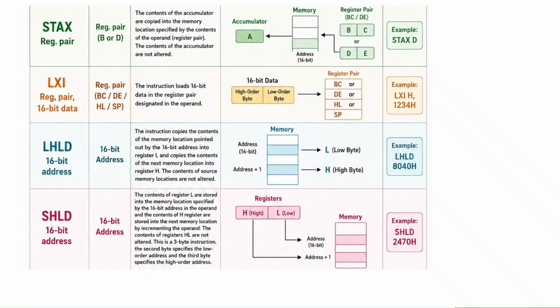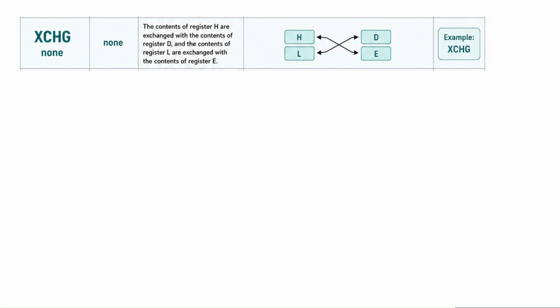Up next we have the XCHG instruction. This is a 1-byte instruction and the content of the H register is exchanged with the content of D, and the content of L is exchanged with the content of E. So this is predefined: HL will be exchanged with DE.